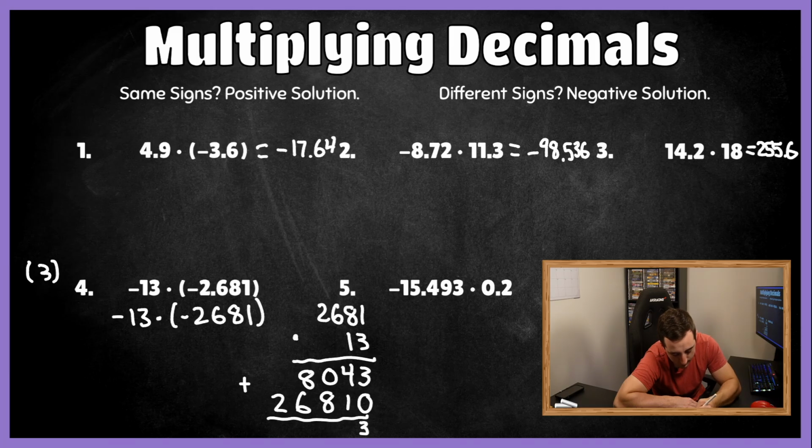So 3 plus 0 is 3. 4 plus 1 is 5. 0 plus 8 is 8. 8 plus 6 is 14. Carry 1. 1 plus 2 is 3.